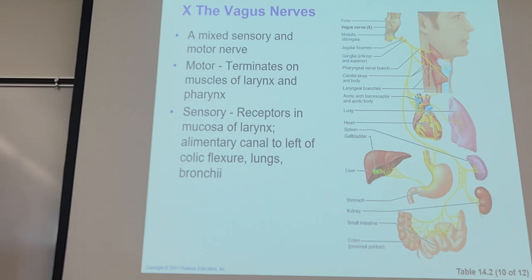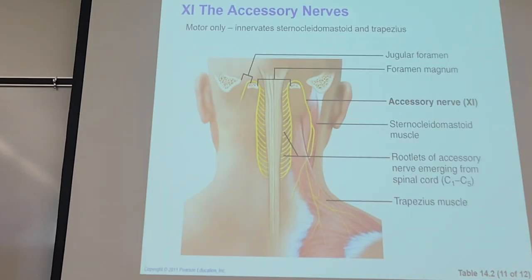So vagus is kind of a big deal. If you have an injury to the vagus nerve, you're in a heap of trouble. Okay, what's 11? Accessory, spinal accessory nerve. This is motor only. This is somatic motor. 2 muscles, sternocleidomastoid and trapezius.